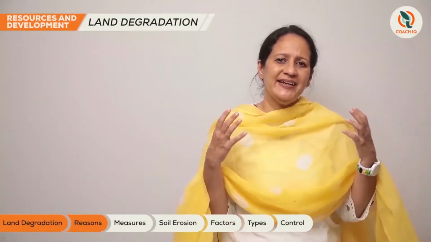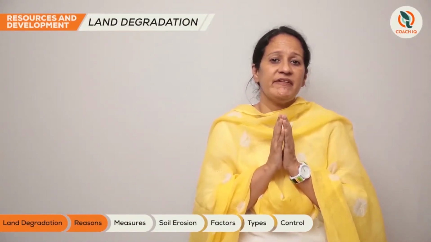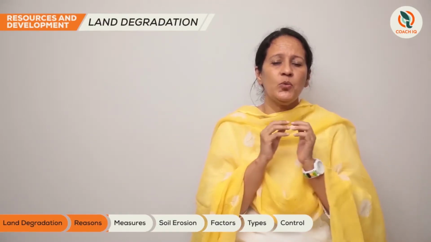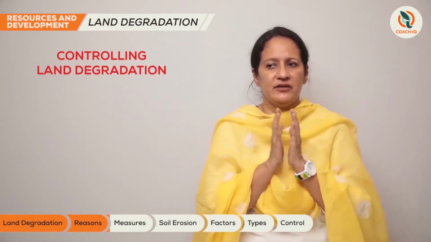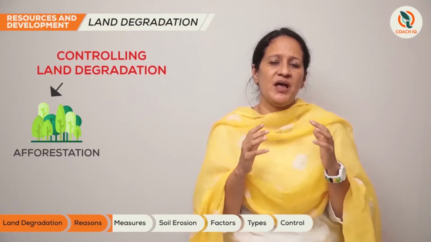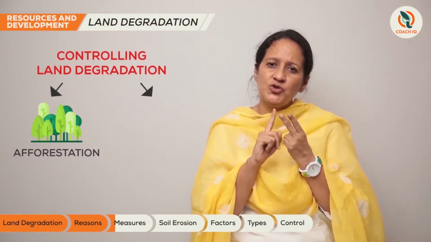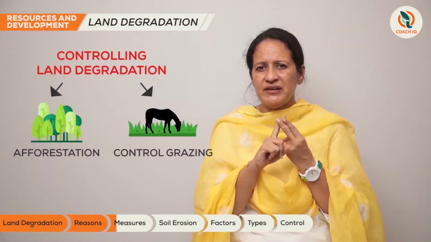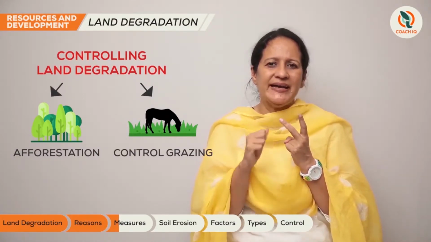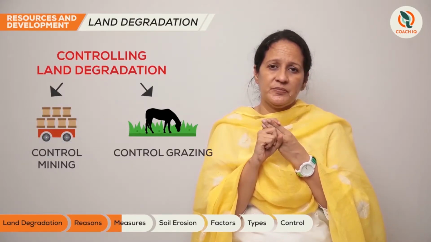Now of course land degradation is there, we have seen all these factors, but there has to be a way of controlling it. How will you control this land degradation? One is afforestation, that is plant more trees. Second is control the grazing activities. If the grazing activities are controlled, you have roots which will bind the soil. Then control the mining activities.